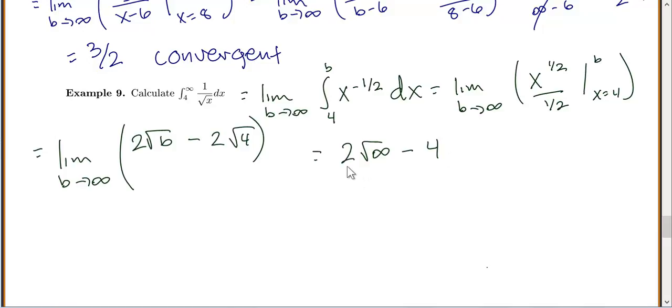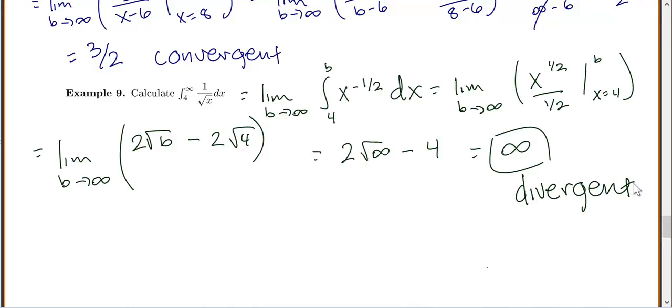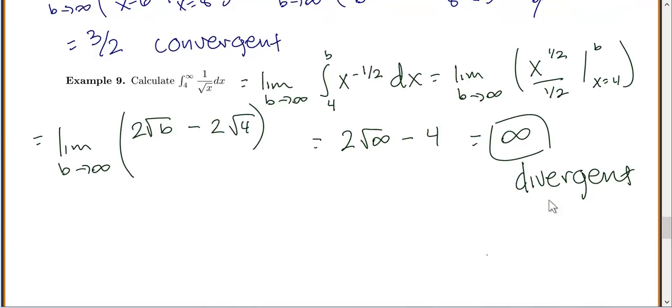Okay, notice right here, 2 times the square root of infinity, we're not actually dividing by big numbers, we're multiplying by big numbers. So our numbers are just going to keep getting bigger and bigger, and they never get smaller. They just keep getting bigger, no matter what we do. So we end up with infinity. Because we ended up with infinity, we say that this integral is divergent. We cannot actually find the area underneath it because it doesn't get small enough fast enough.